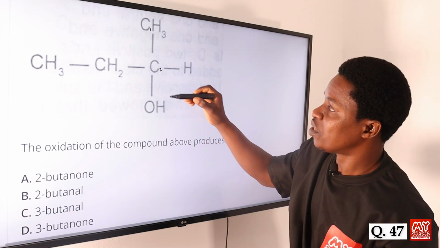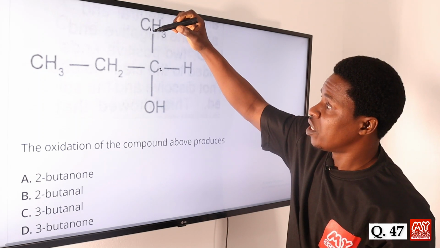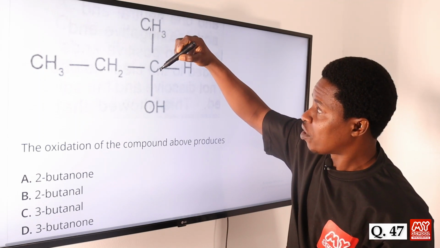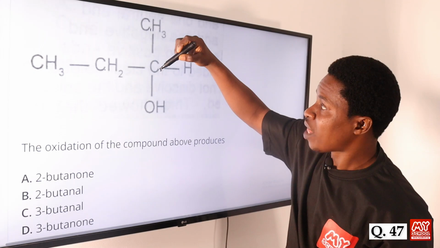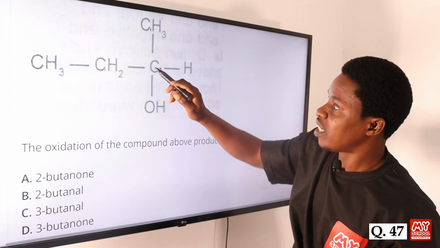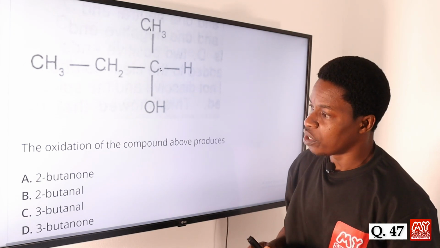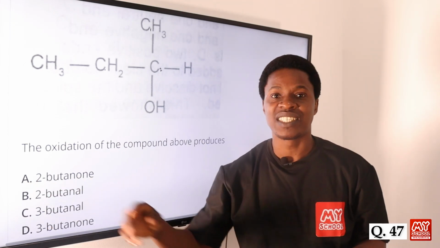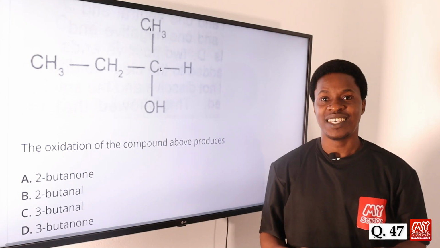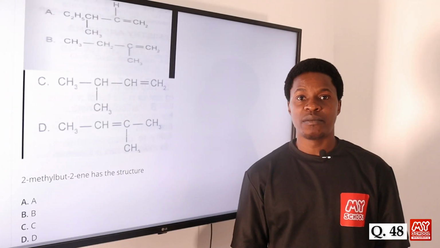So on carbon 2, that is where the OH is, and that is where the reaction is going to take place. So this should be 2-butanol, not 3. The OH is not on carbon 3. It's on carbon 2, so it should be 2-butanone. So the correct answer is option A. Now let's move on to question number 48.